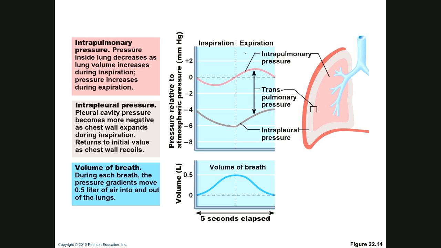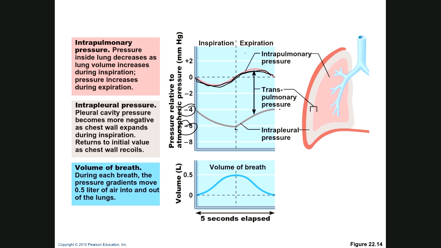This picture is showing you inspiration, expiration. Yeah, this pink one refers to what's happening in the lungs. So when you breathe in, the pressure goes down, -1. Breathe out, the pressure goes up, +1. So air goes in, air goes out. This is what's happening in the pleural space, which is always negative. It hovers between -4 and -6.